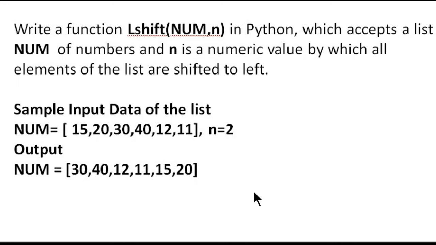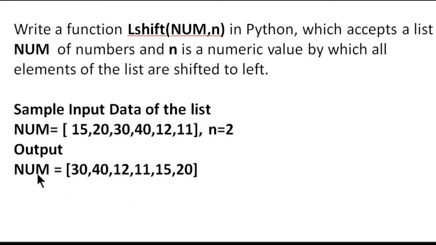See the question. Write a function LShift, with two arguments num and n, which accepts a list num of numbers, and n is a numeric value by which all elements of the list are shifted to the left. Here a list is given as argument num and a numeric value n, which indicates how many times we need to shift. See the sample input data. If the list num is like this and the value of n is 2, then the output will be like this.